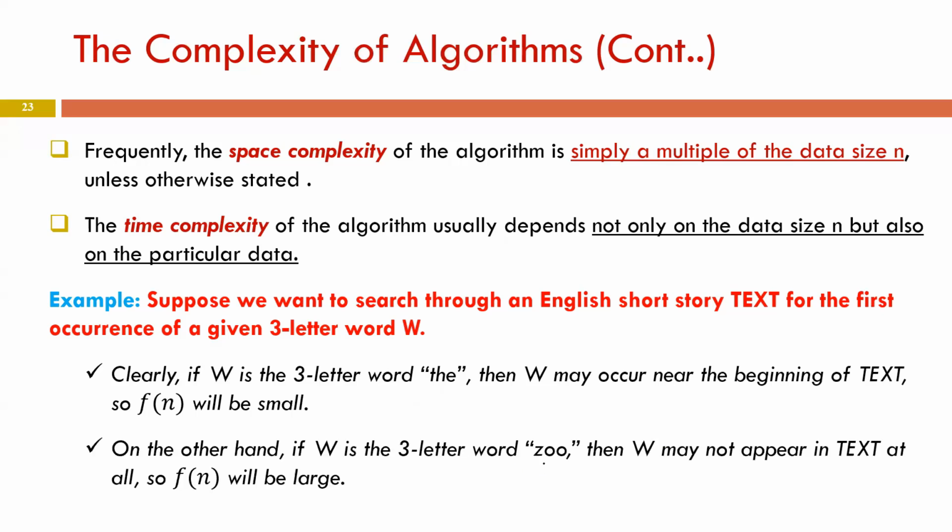Whereas if you use the word "zoo", this is not used frequently, so it might appear at the end of the text or it might not appear at all. So here f(n) will be large compared to the first search. Here your computer will need much more time to find "zoo" compared to the word "the". This is an easy term, so the difference is a fraction of seconds. But for large data, of course, this will be a very important parameter to take into account when you choose your algorithm.